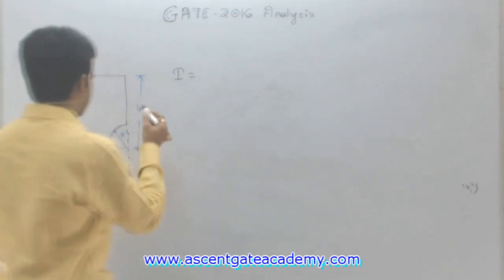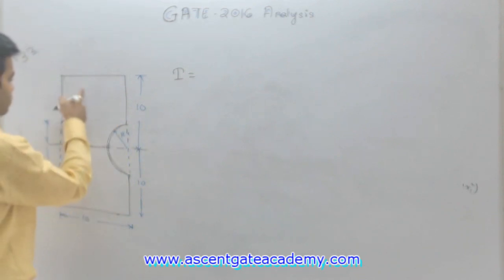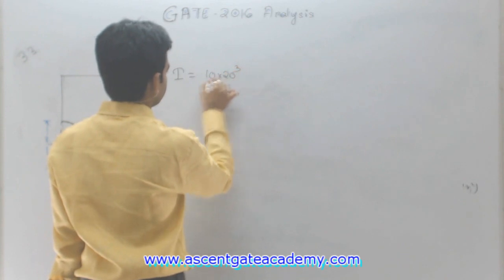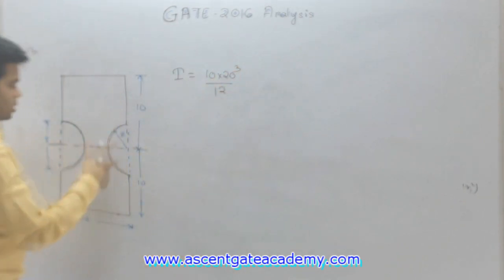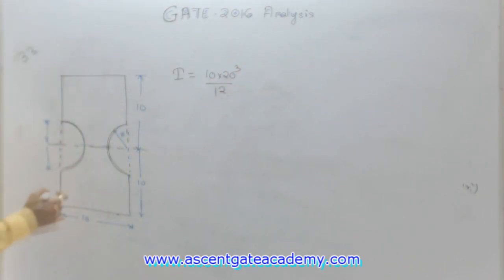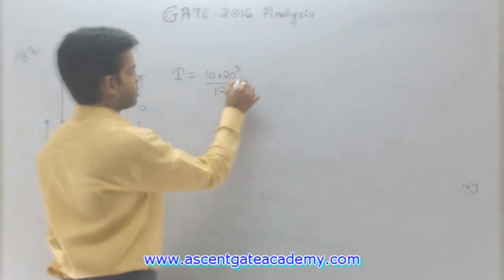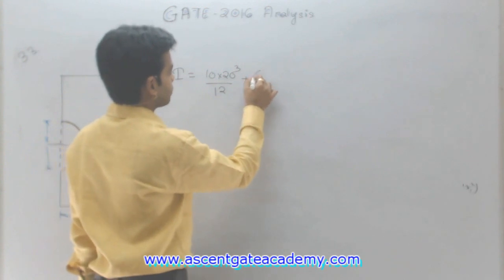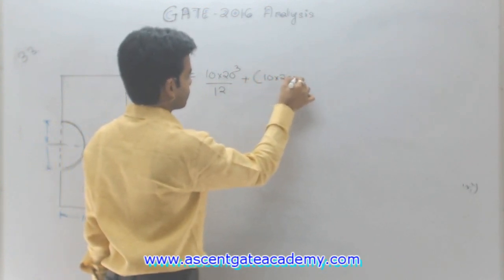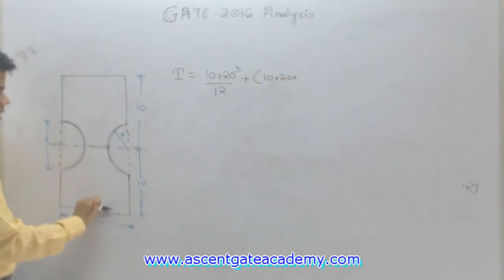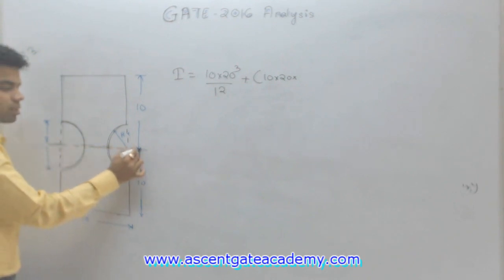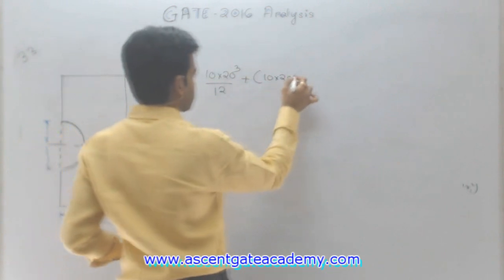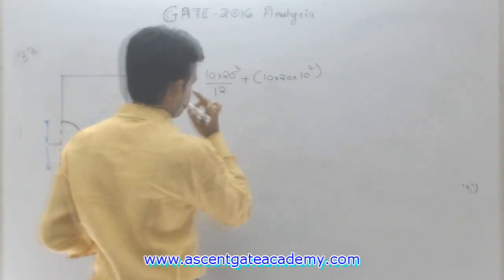So what will be the total moment of inertia? This I will be equal to, for the rectangle, 10 into 20 cube by 12. This is the total moment of inertia of this whole rectangle. Let us transfer it: plus A into d square. The area is 10 into 20, into d, which is 10. What we got is about this centroid, and we have to transfer it here. So this distance is 10, so this will be into 10 square. Getting this?